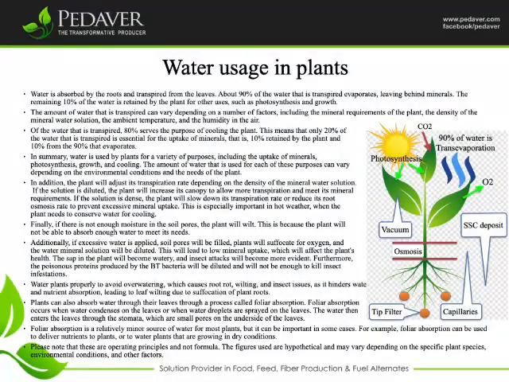The amount of water that is transpired can vary depending on a number of factors, including the mineral requirements of the plant, the density of the mineral water solution, the ambient temperature, and the humidity in the air.